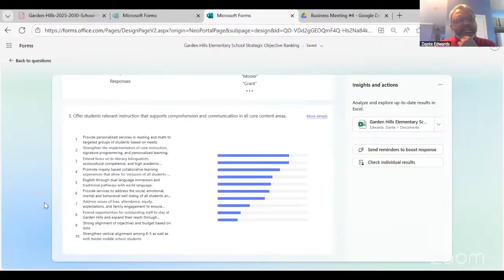Gotcha. So if we look at this without recreating the form, maybe we can talk to everybody on the screen to see where that would fit or slide in with what we already have. That will help us place it where it needs to be. Katie, can you repeat what you just said? Yeah, I'll put it in the chat too. Offer students relevant instruction that supports comprehension and communication in all core content areas.